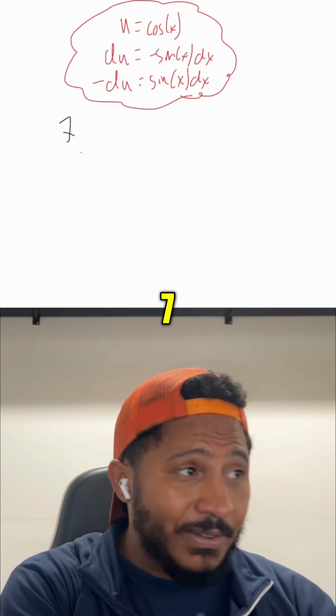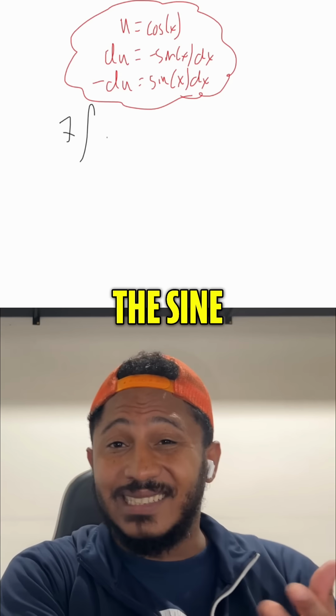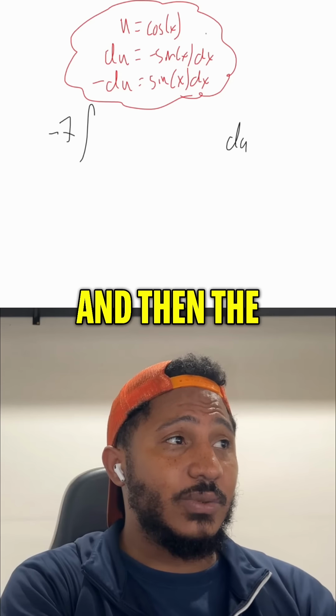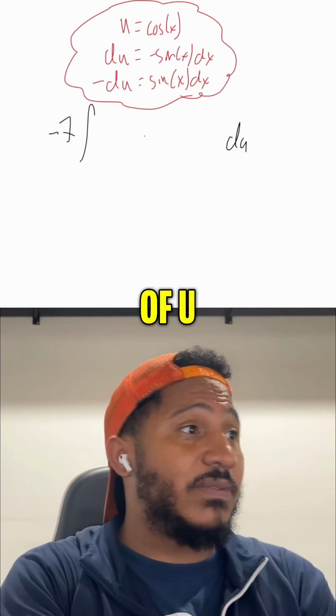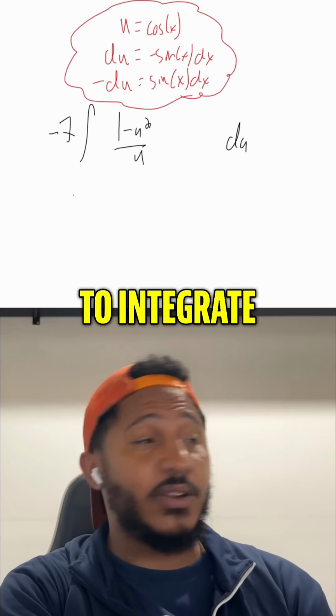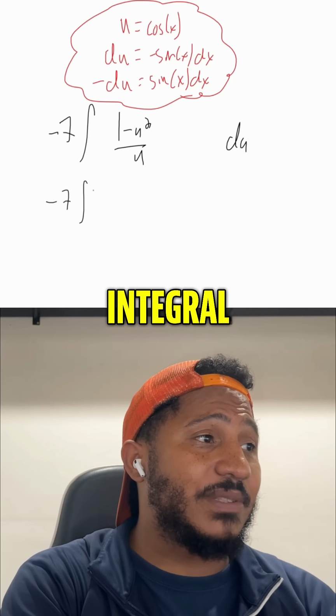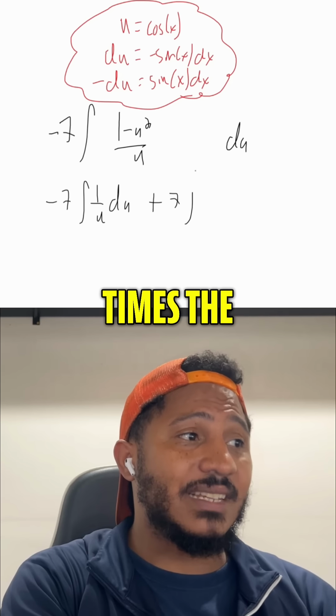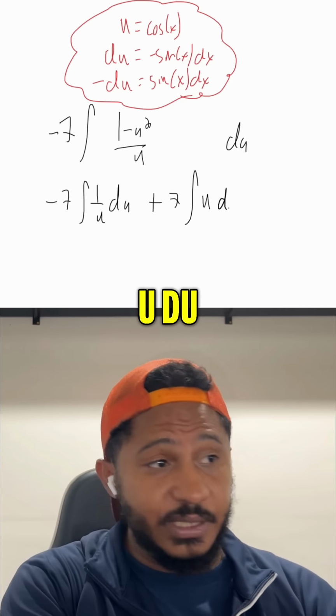So it's become 7 times the integral of, well, we know the sine of x is negative du, so negative, and then the du, and then the 1, we can put all the cosines in terms of u, and so this becomes 1 minus u squared over u. A lot easier integral to integrate, so we can split this up into negative 7 times the integral of 1 over u du, plus 7 times the integral of, this should just be u du.